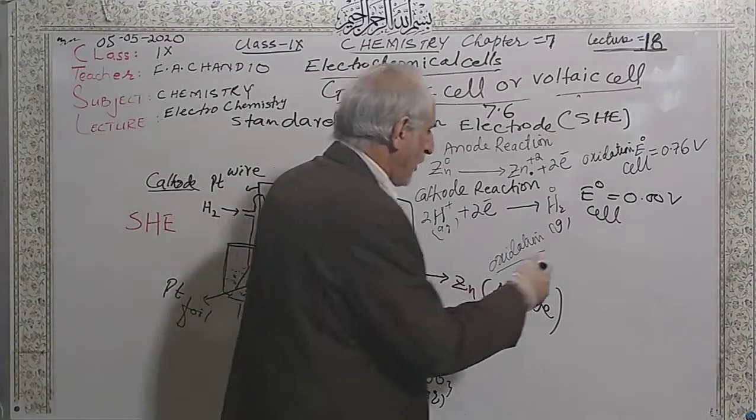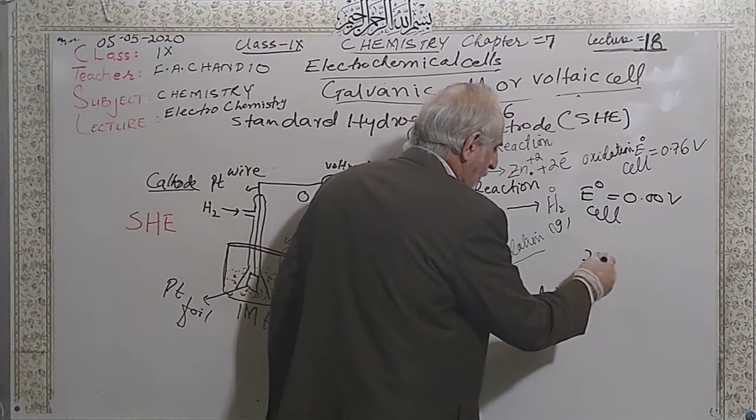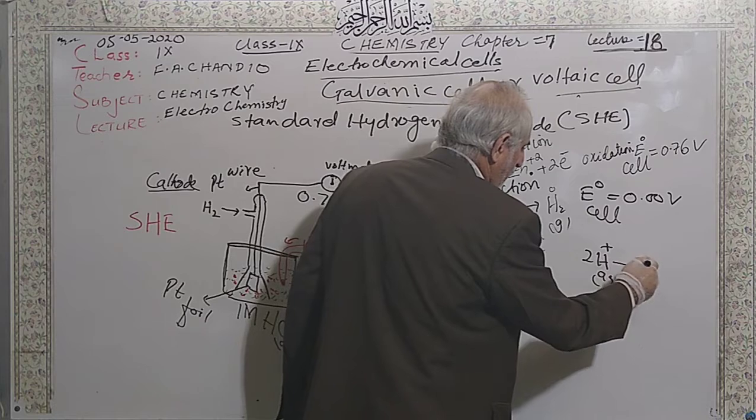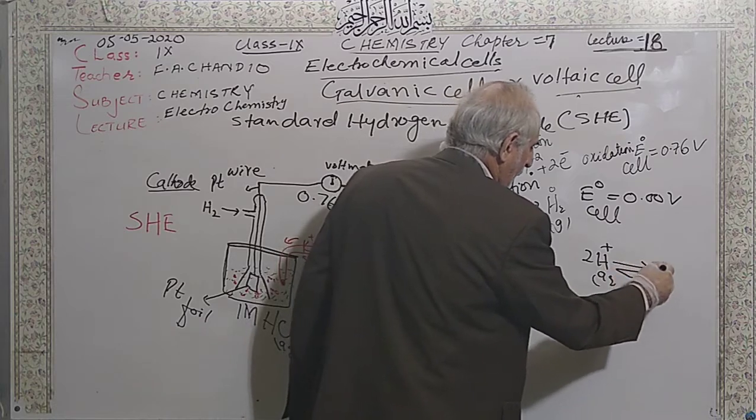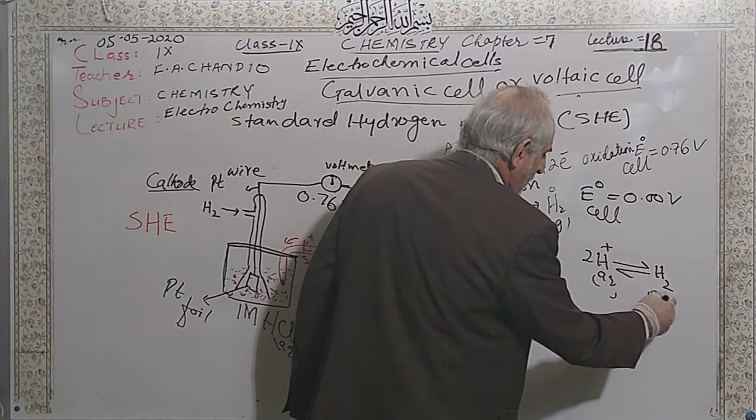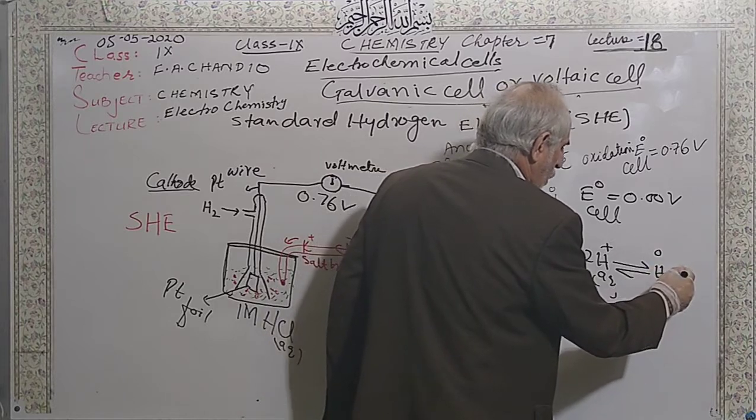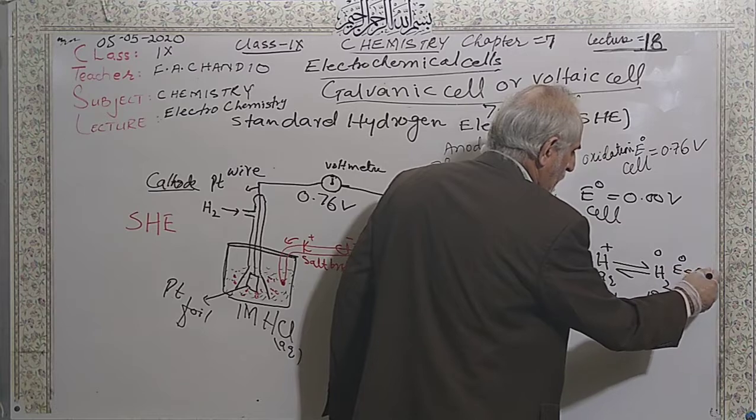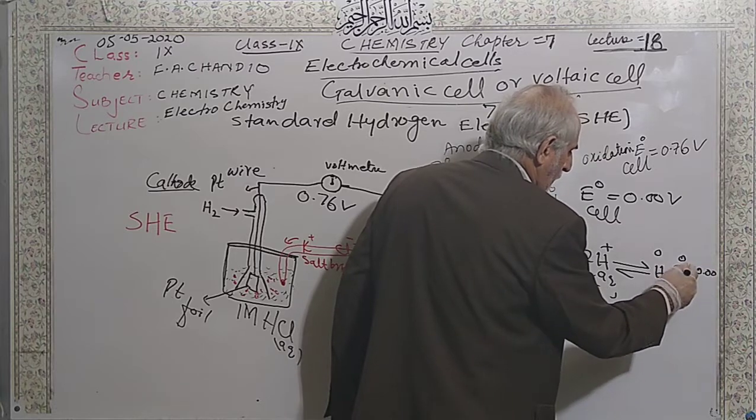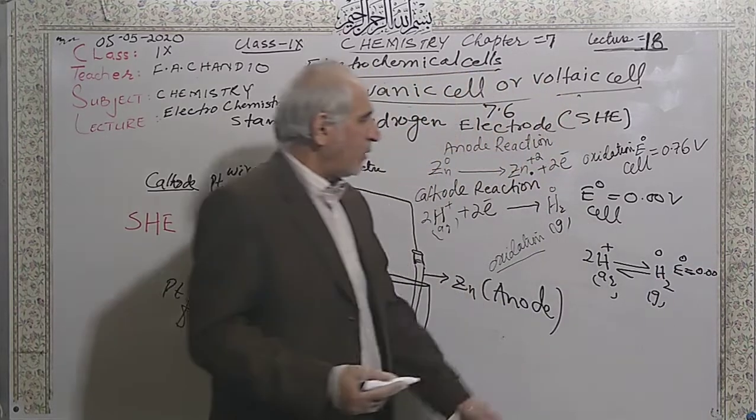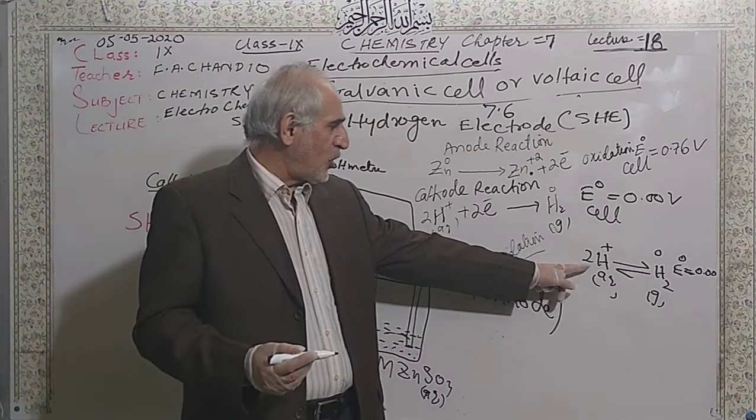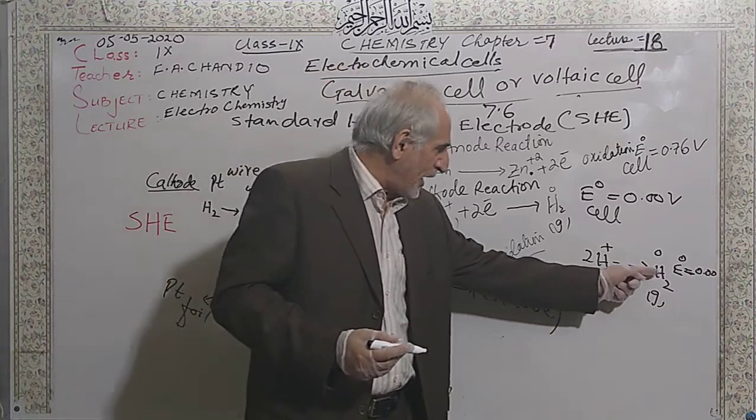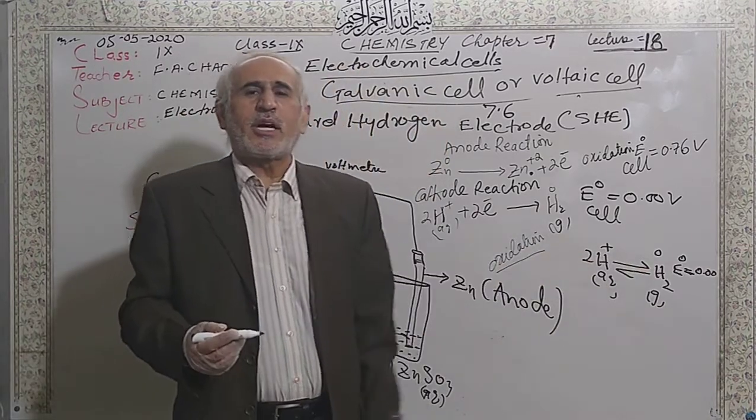So I am writing here hydrogen ions in aqueous solution and the hydrogen gas, E naught cell will be 0. E naught cell will be 0. It means that if the standard hydrogen electrode is going to be reduced, also 0. If the standard hydrogen electrode is going to be oxidized, it is also 0.